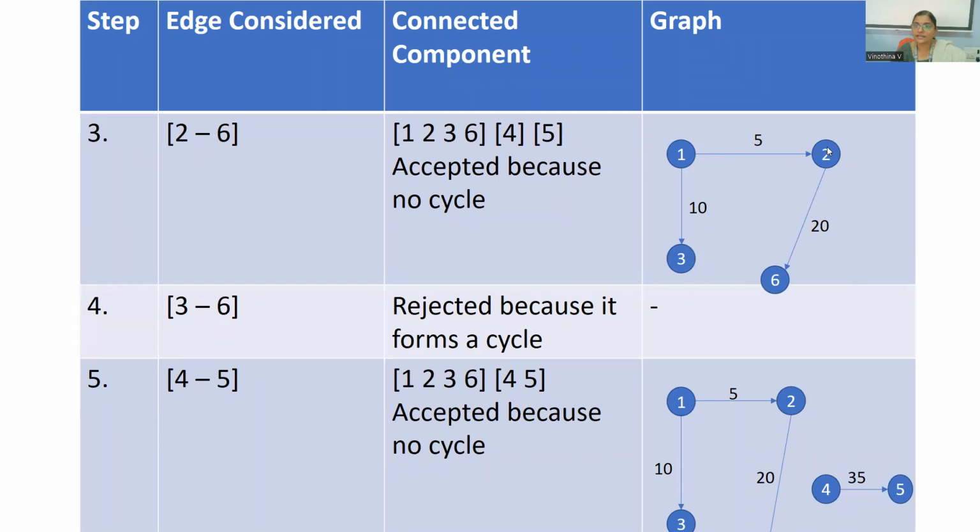Consider the next edge, 2 to 6. Add it to the graph. Addition of edge 2 to 6 is not forming a cycle, so accept the edge. So now your spanning tree contains 4 vertices, 1, 2, 3, and 6.